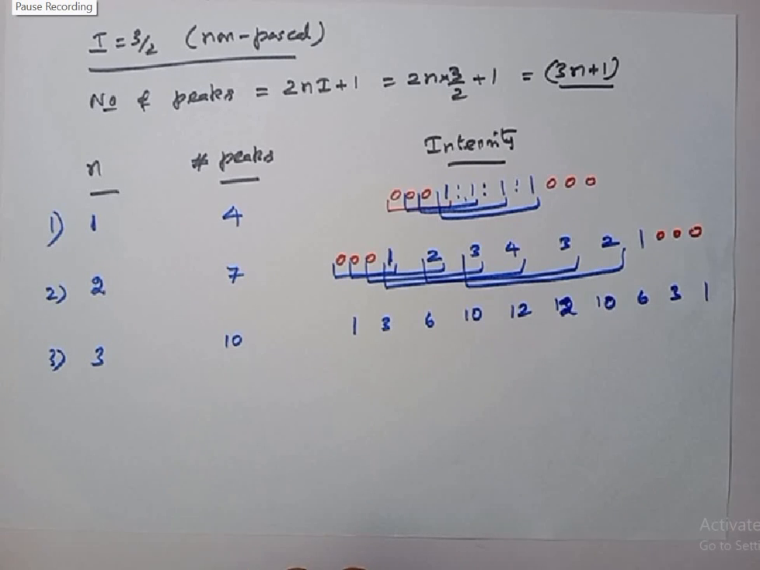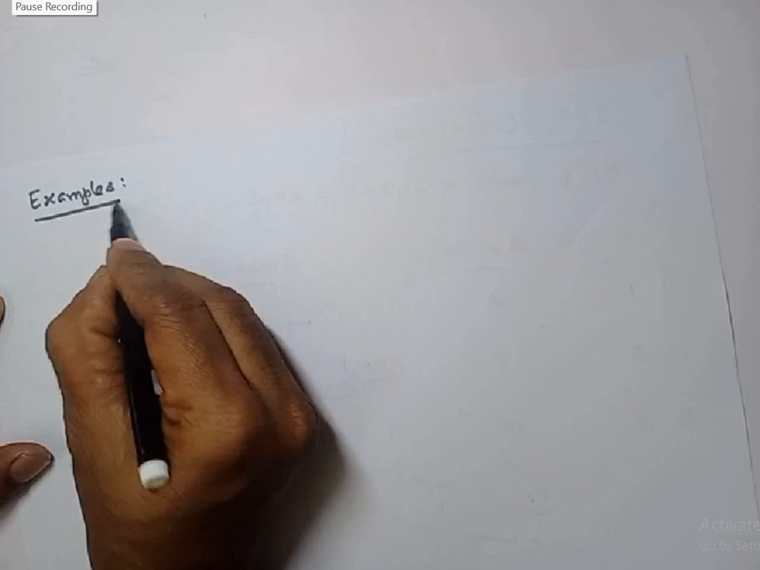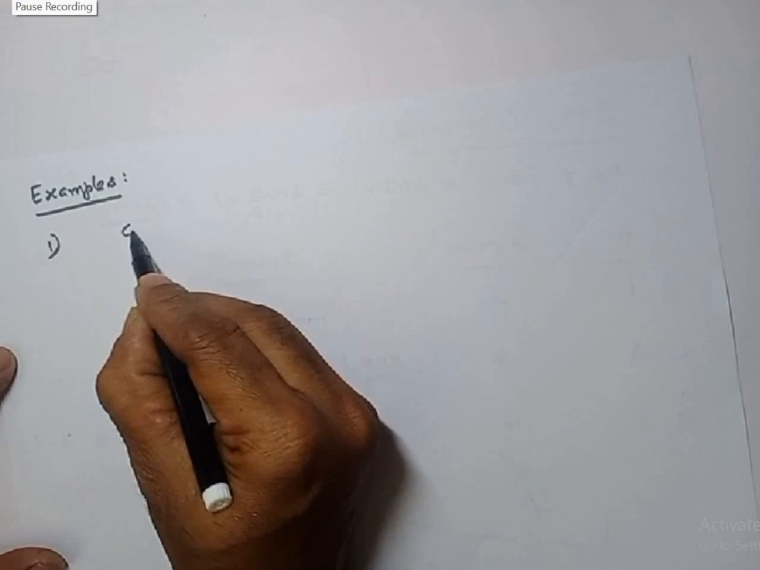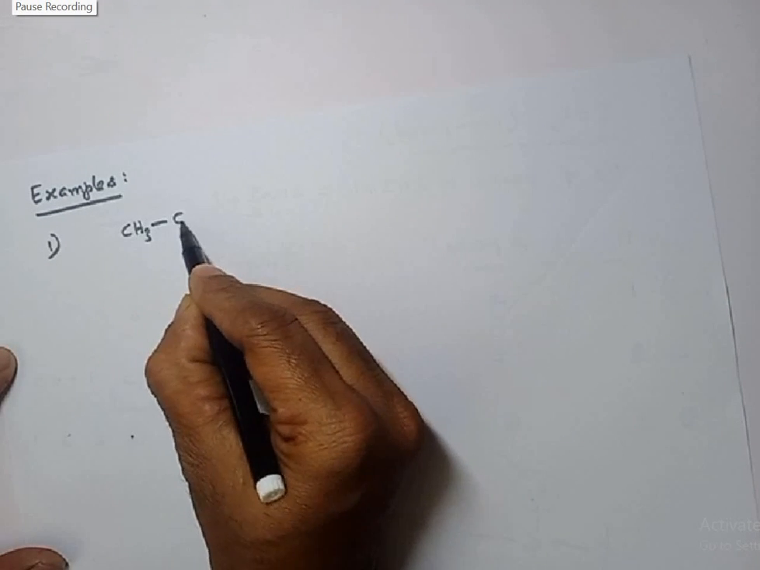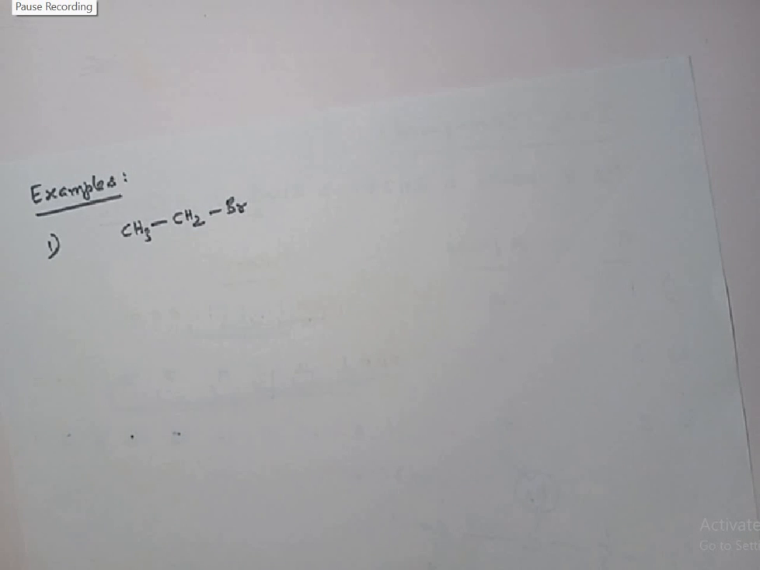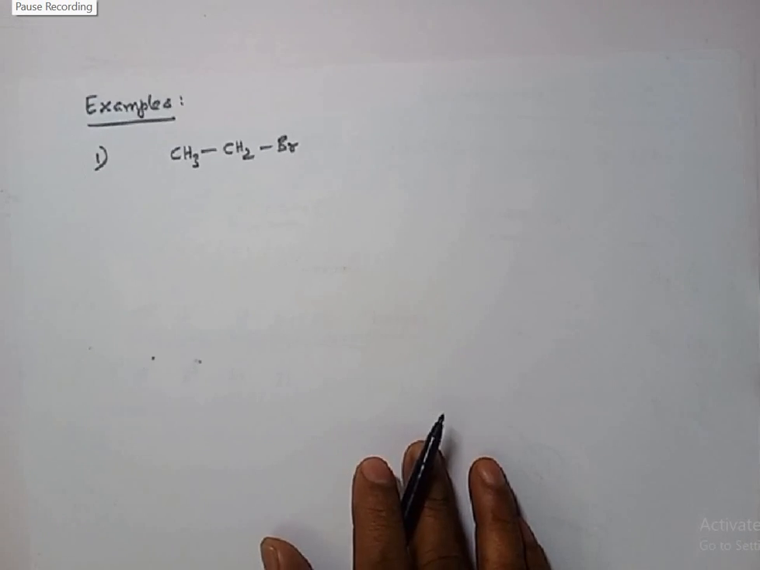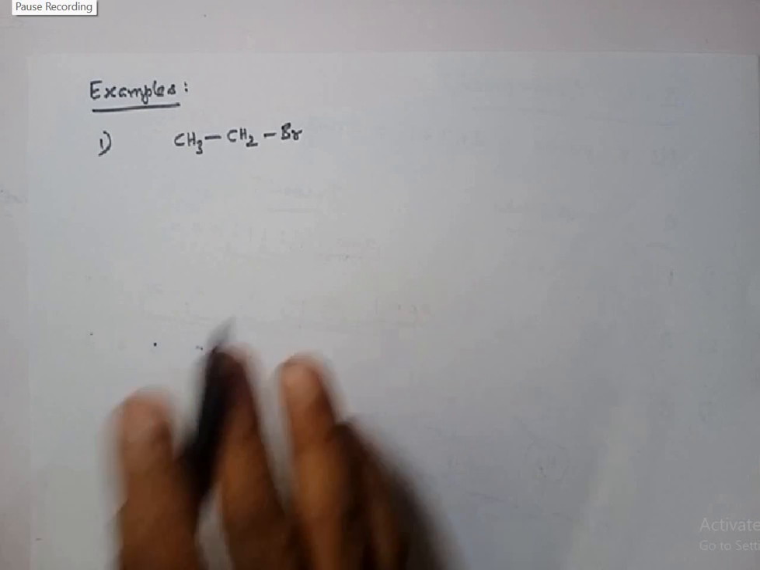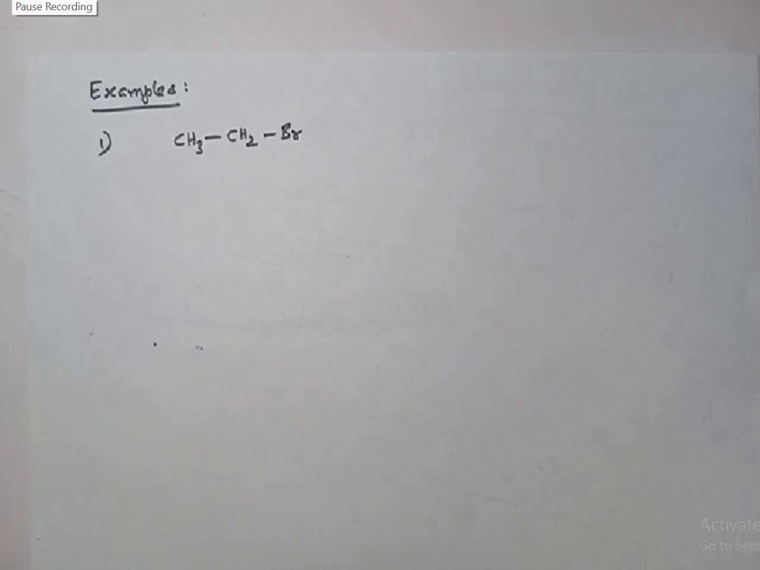Okay, so we'll see some examples. Number 1. Suppose I have a compound like this, CH3, CH2, Br. See here I have taken a very simple compound. Now the question is, how many signals do we get, and how will the splitting occur?